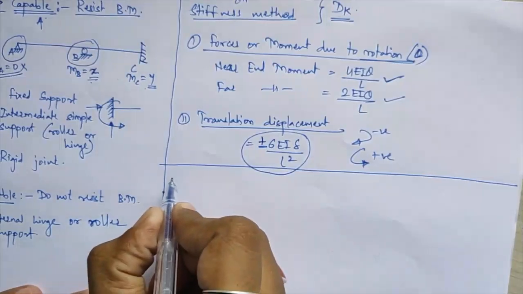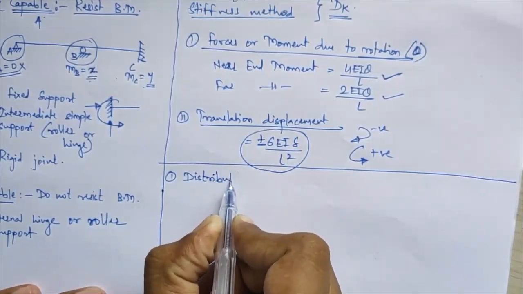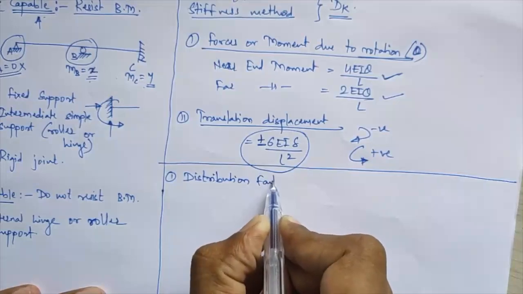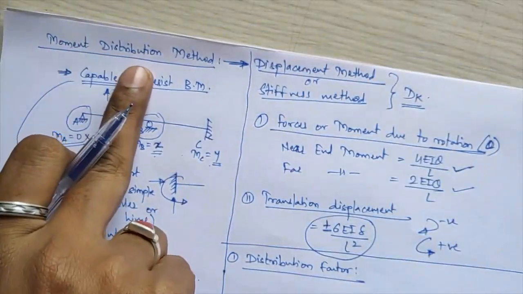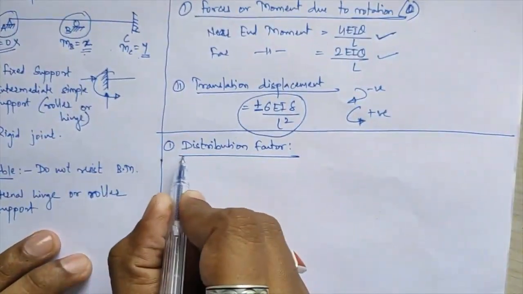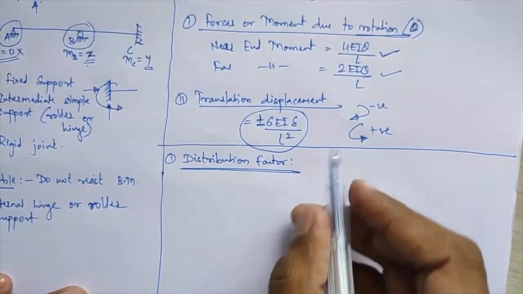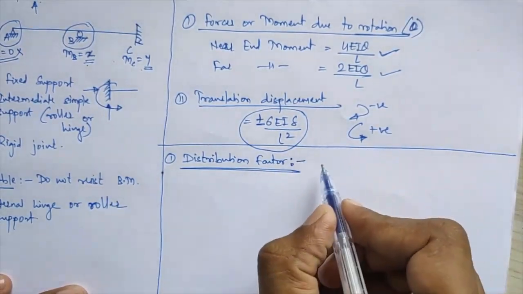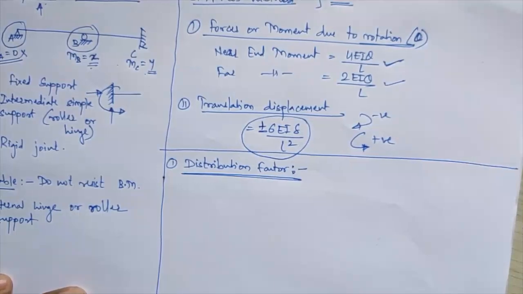Okay, so note down the first term, that is your distribution factor. In the name you will see that you have to distribute the moments. Whatever moments you are going to distribute from span to support or support to span, you have to use a certain distribution factor for that moment distribution. It is defined as the ratio of relative stiffness of a member to the total stiffness of members meeting at the joint.